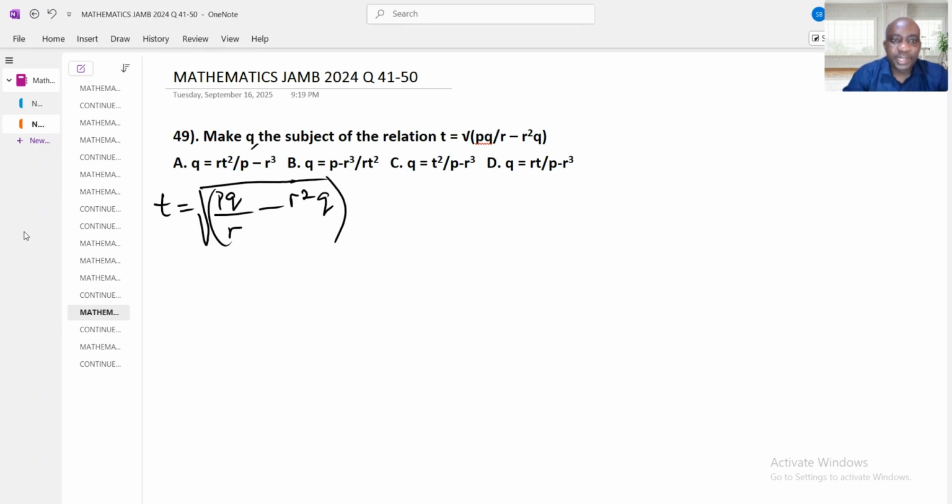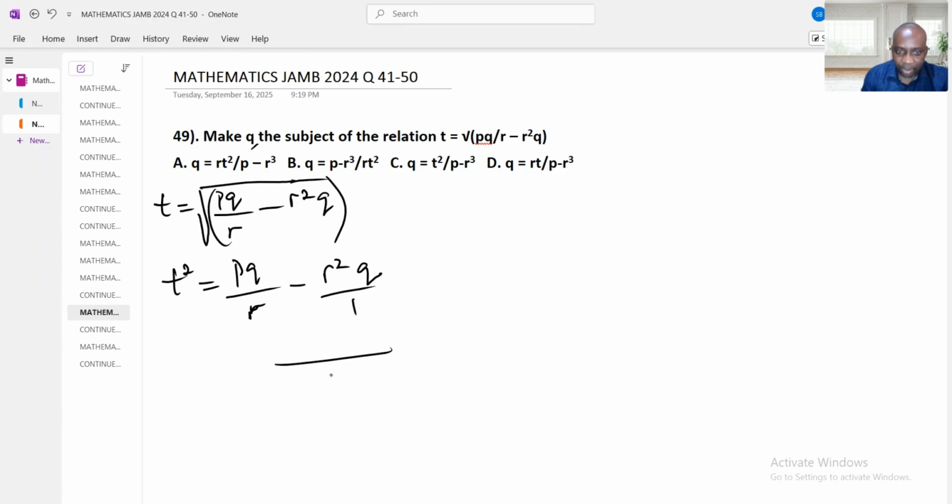Question 49. Make Q the subject of the relation T equals to this. Now I've written the question out. Let's begin. The first thing we need to do is raise this square root up and drop it on T. The T now becomes T raised to power 2, so that PQ there will be free, R minus R raised to power 2 Q. The next thing is to look for the LCM of these two first. Let's leave this T raised to power 2 aside first.